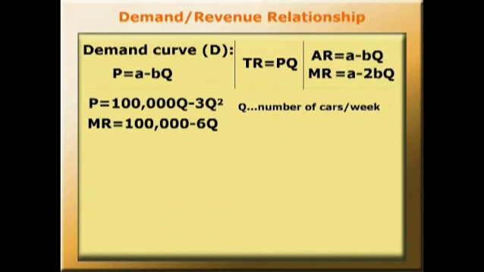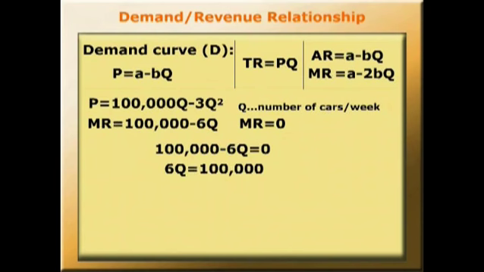Now let's have a look at the level of output which maximizes revenue for the firm. Revenue maximization occurs where marginal revenue is 0. In our case, where 100,000 minus 6Q equals 0. So 6Q equals 100,000. Q equals 100,000 over 6. Q equals 16,666.